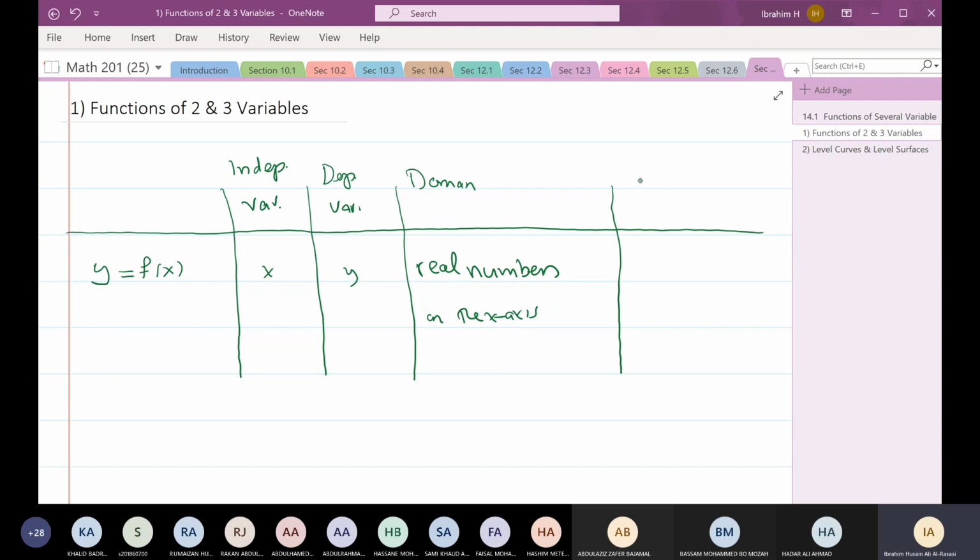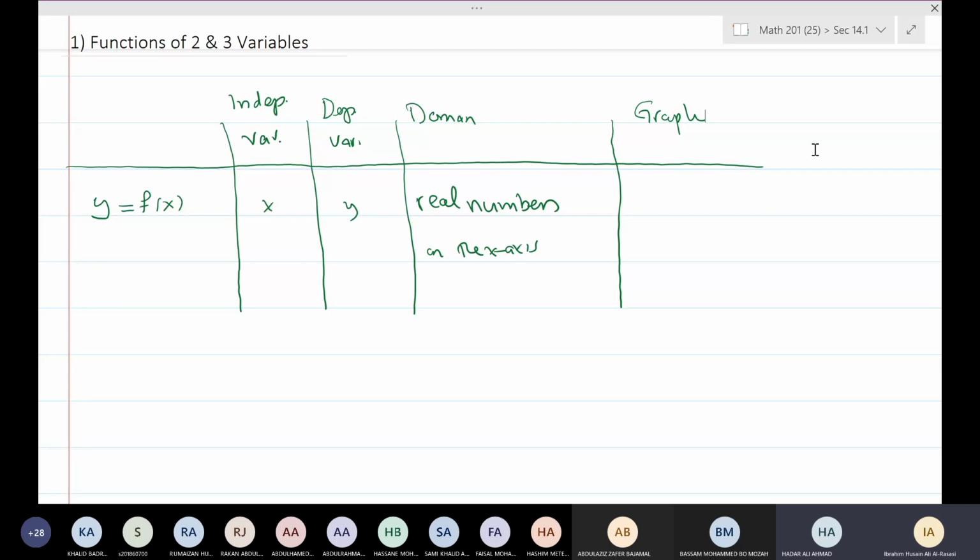What is the graph of a function of 1 variable in general? Always a straight line? Well, it is a curve in general. A line is an example of a curve. So the graph will be a curve in the xy plane.